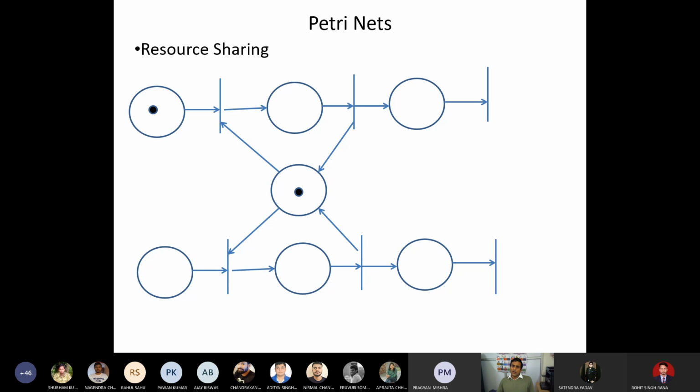The output place of T1 will contain a token, right? Now when it has a token, the T2 transition will be fired. That means, by taking this resource, the process P1 carries out certain activities. Okay, I mean some activity or action or event is carried out.